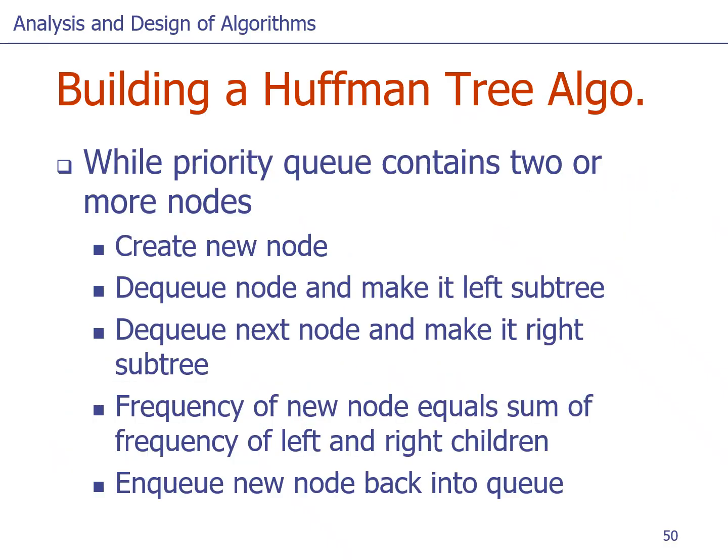So this is just a description, before I show you the rest of what I have been doing. While the priority queue contains 2 or more nodes, create a new node, dequeue a node and make it the left subtree, dequeue the next node and make it the right subtree. The frequency of the new node equals the sum of the frequencies of the left and right children. Enqueue the new node back into the queue. This is exactly what I was doing in the previous slides. I'm just putting it here to solidify what we have been doing.